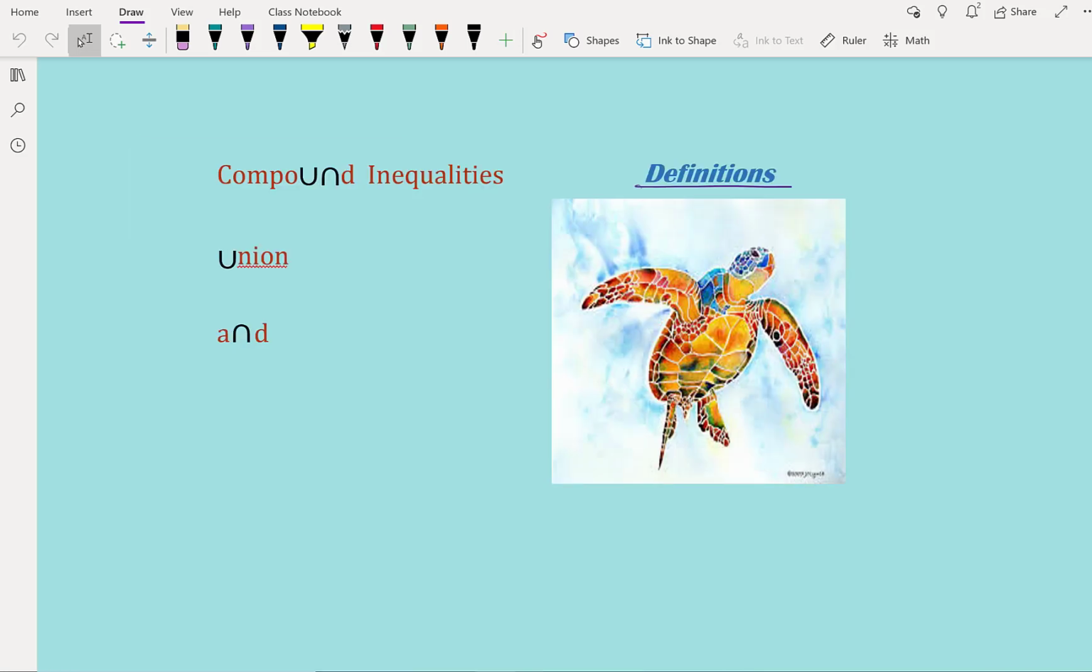All right, the first thing that we need to do is talk about what a compound inequality even is. Now, a compound inequality is the comparison of two separate inequalities on the same graph. We show this in two different ways.